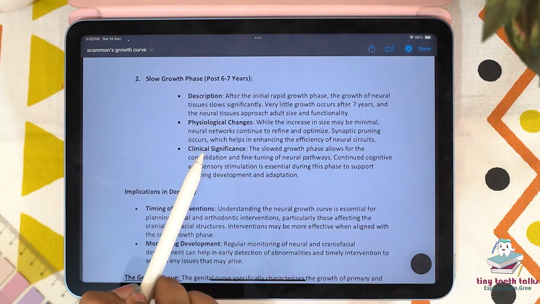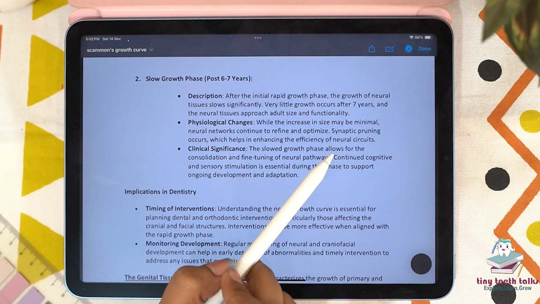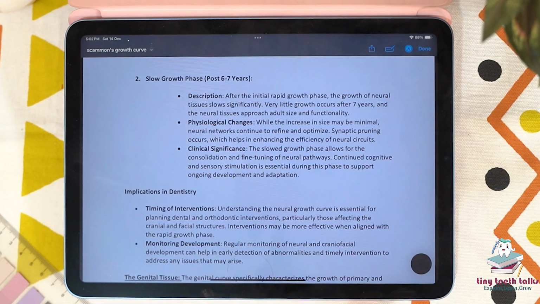Synaptic pruning occurs, which helps in enhancing the efficiency of the neural circuits. Synaptic pruning is a natural process that occurs in the brain primarily during childhood and adolescence. This process involves the elimination of excess or unused synapses, which are the connections between the neurons. Synaptic pruning helps to streamline neural networks, making them more efficient and effective.